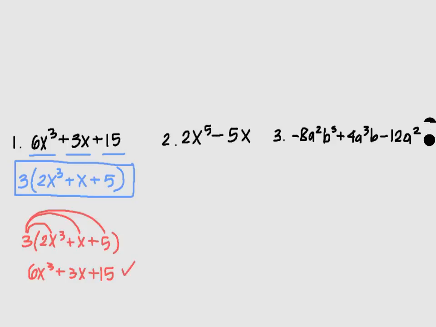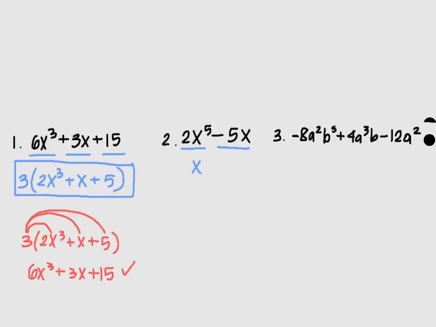Moving on to example number 2, we have 2x to the fifth and negative 5x. So we have two terms in this binomial, and we want to find the greatest common factor. Well, unlike the previous problem, in this problem there is an x that exists in both of the terms. So we know that x is one of the factors, and finding the greatest common factor in 2 and 5. Well, in the numbers 2 and 5, there is no common factor that they have, other than the number 1, which is not something that we are going to factor out. So the only factor that we have is the variable x.